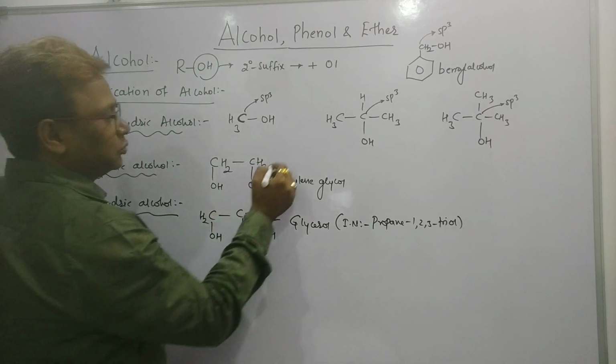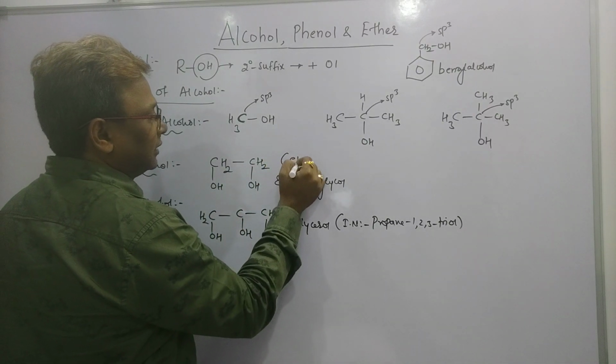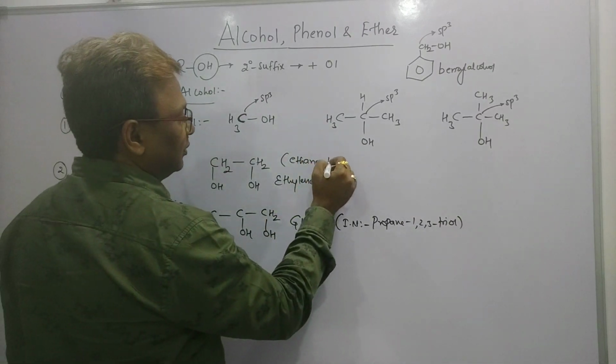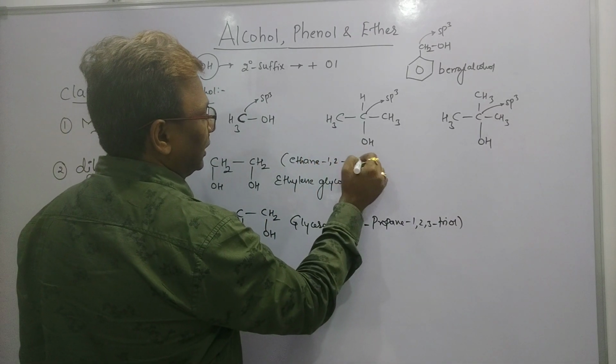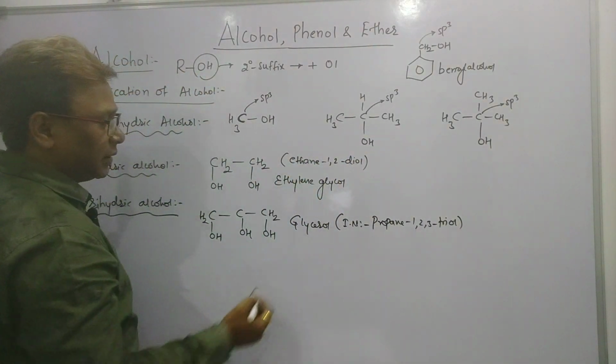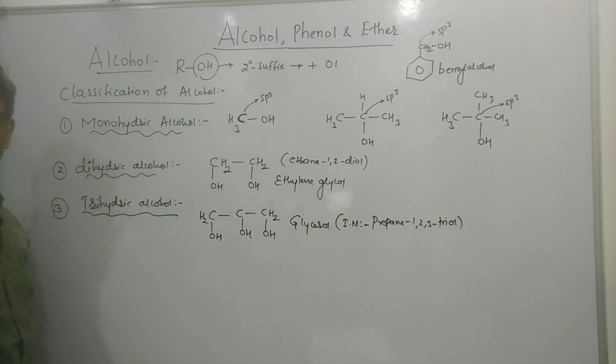Here, having these two, it is called ethane. I am talking about the IUPAC name: ethane-1,2-diol is the IUPAC name. But commonly it will be called ethylene glycol, and commonly this will be called glycerol.